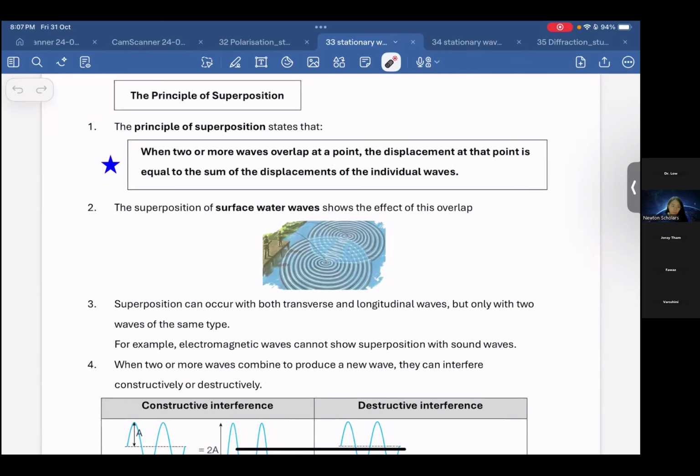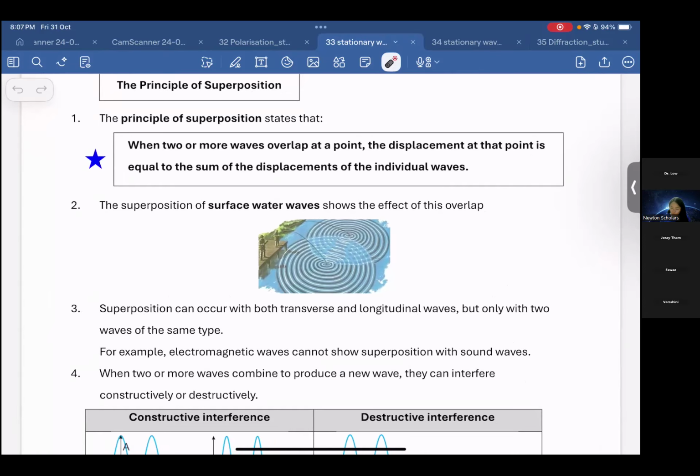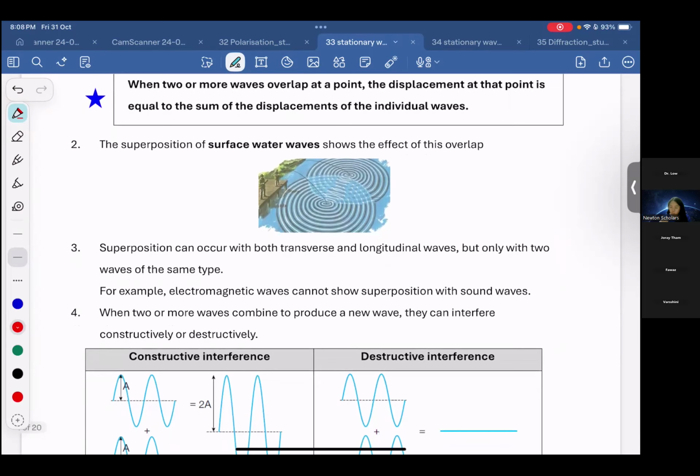Okay, here we go to chapter 8 regarding the principle of superposition. Superposition is when two waves overlap. Let's say there is one wave coming, another wave moves in the opposite direction, and they will meet up somewhere here. When they overlap and meet up at a point, the displacement is equal to the sum. We add it up together. This is called superposition. So for the water wave, we get a superposition effect.